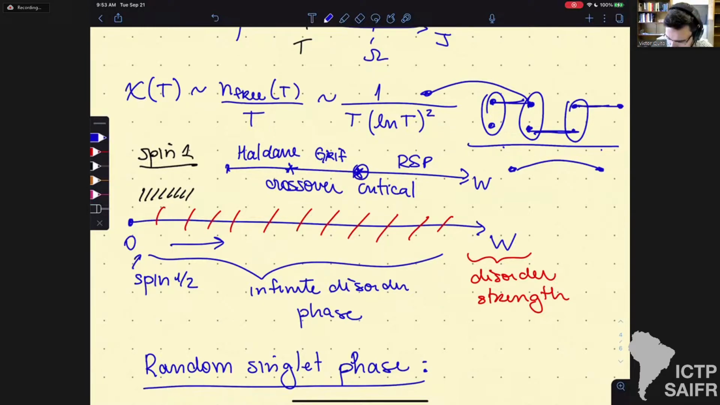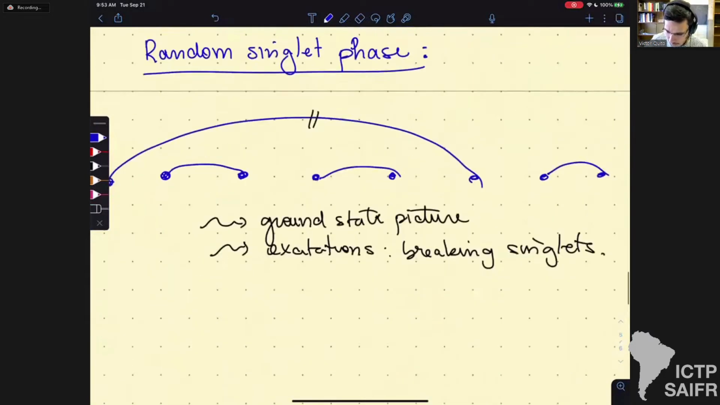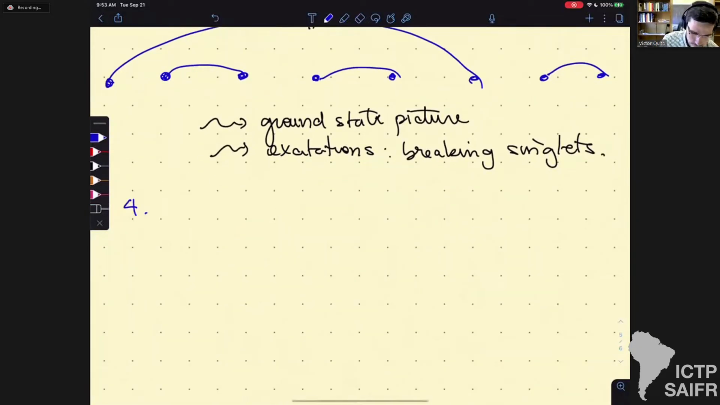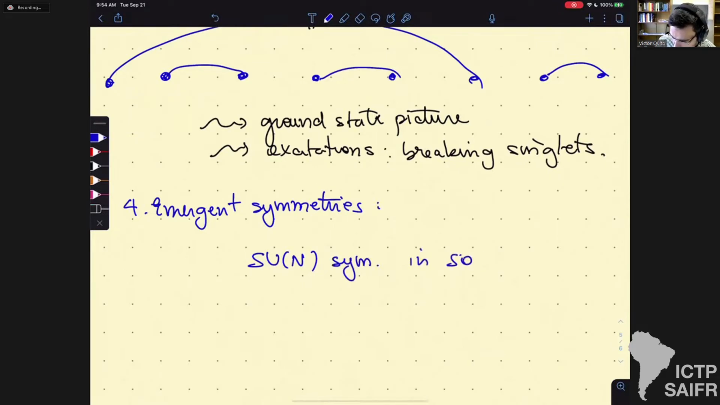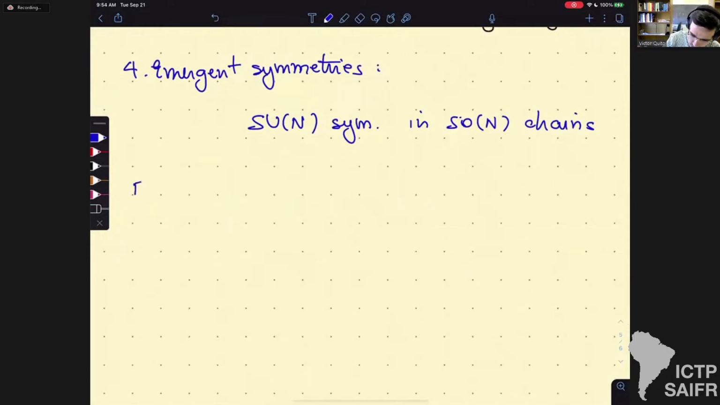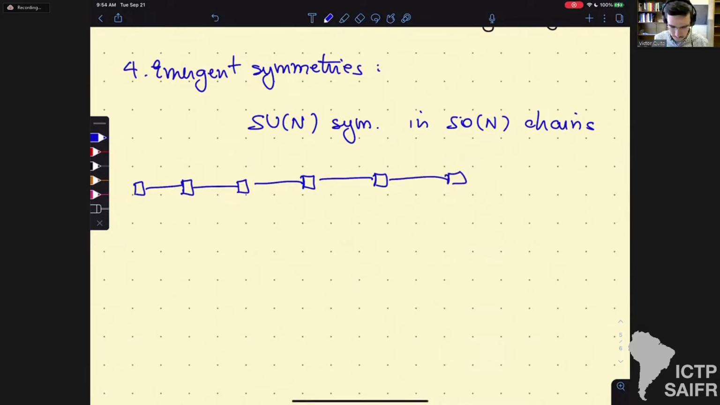But I won't have much time to discuss all of this because I would like to move now to our main results about emergent symmetries within this. In our case, we're going to have emergent SU symmetry in SO(N) chains. For that, I will consider a chain now that is going to be a chain of spins, but not spin 1/2, but instead these spins will be SO(N) spins.